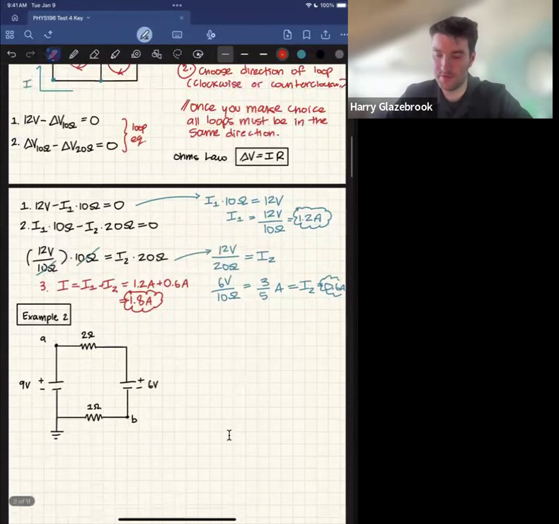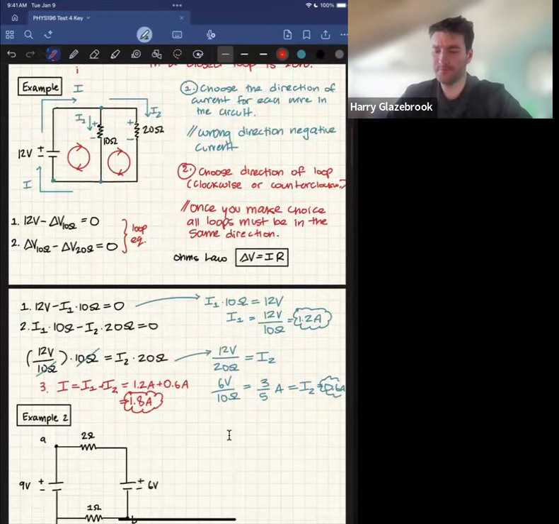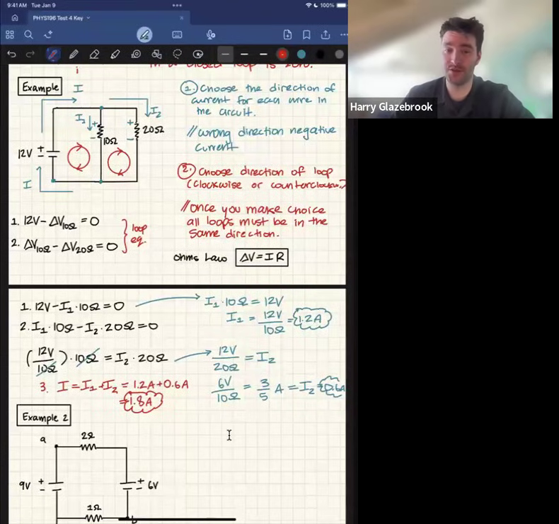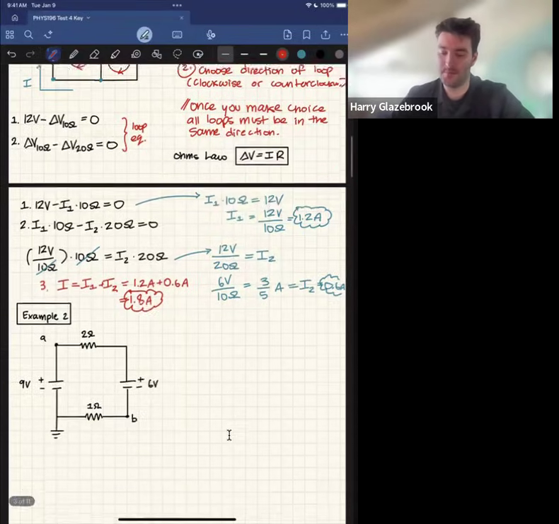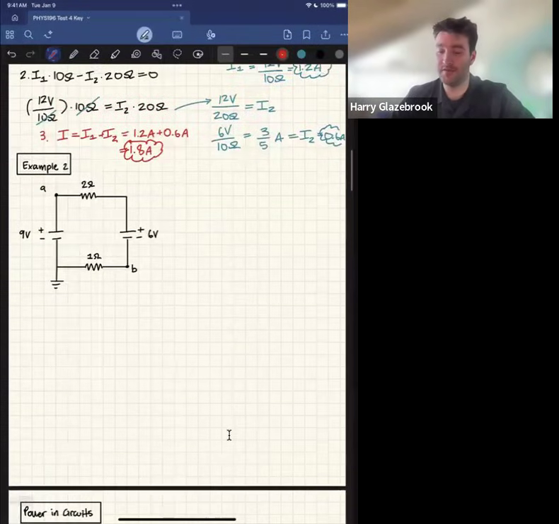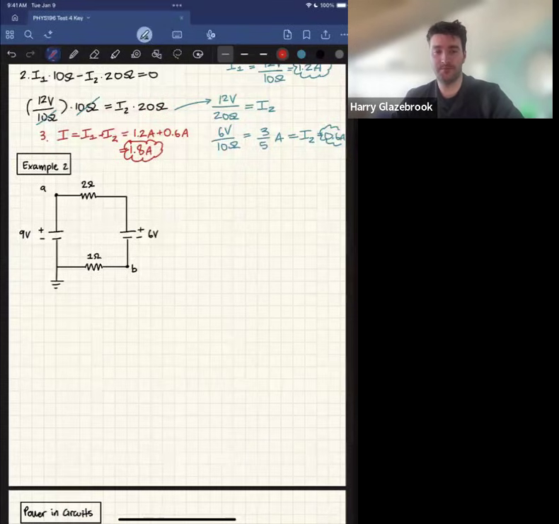So that was our first example. It was kind of simple. And again, in real life, if you see one battery and two resistors in parallel, it's probably just going to be easier to use equivalent resistance. So I'd go that route. Here's an example where we have two batteries and we can't use equivalent resistance. So here you're going to have to use Kirchhoff's current law.